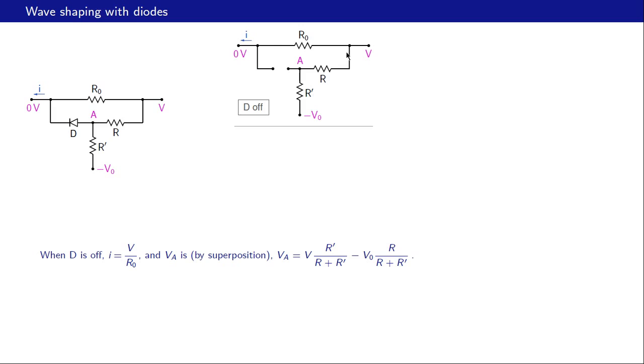We have V here, we have minus V0 here, and this is an open circuit. So we can obtain VA by superposition, and that is given here. VA is V times R prime by R plus R prime minus V0 times R by R plus R prime. So that is our VA when the diode is not conducting.